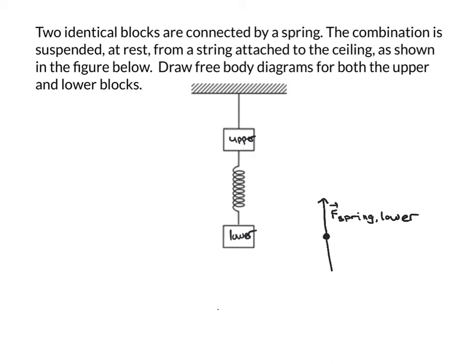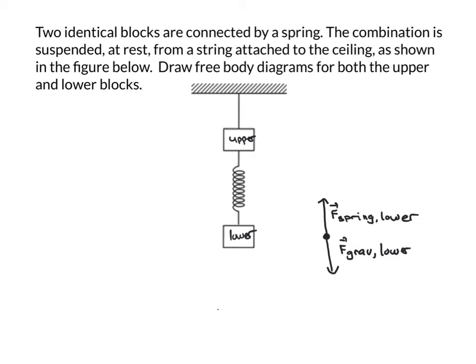And because the lower block is at rest and not accelerating, we know that the net force on the block has got to add to zero. And these are the only two forces that act on the lower block. So it's pretty obvious that the length of these two arrows that appear in our free body diagram have got to be the same in order to get a net force adding to zero.